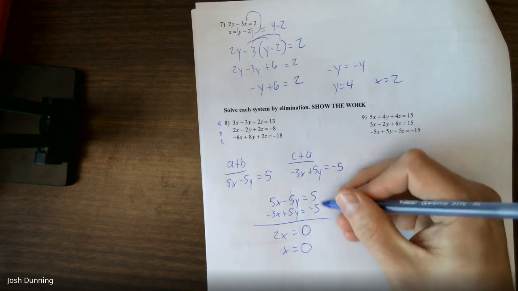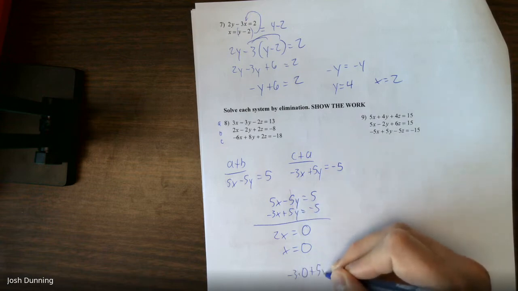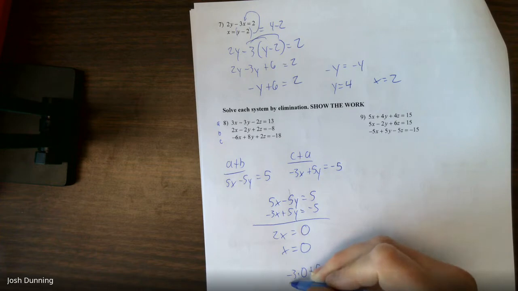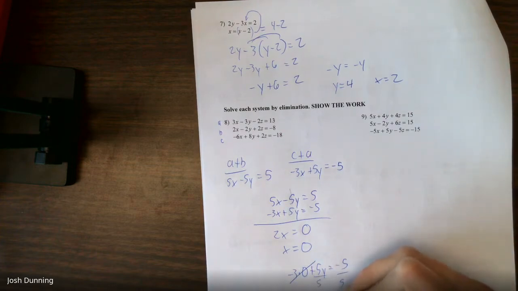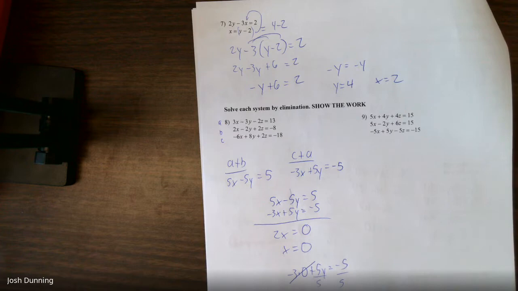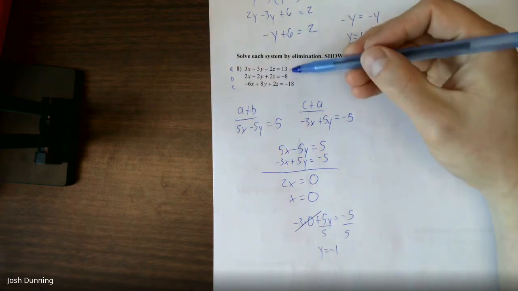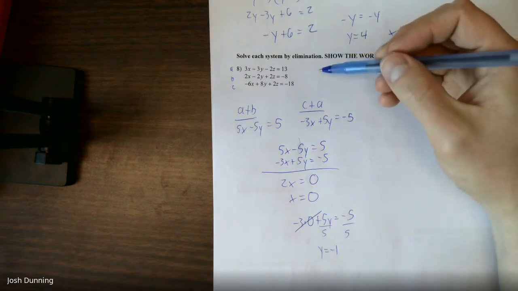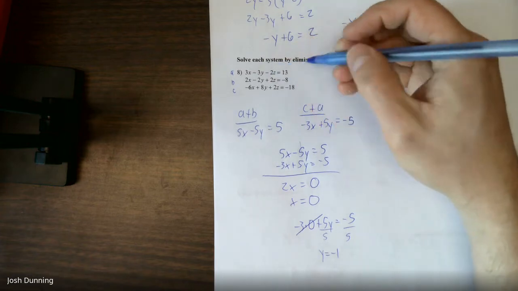Pick one of these two, doesn't matter, I'll pick the bottom one. 3 times 0, that's just gone, that's 0. Divide by 5. Y is negative 1. Now we got to go and pick one of the originals up here to solve for y. I mean, it doesn't really matter. I'll do the top one.